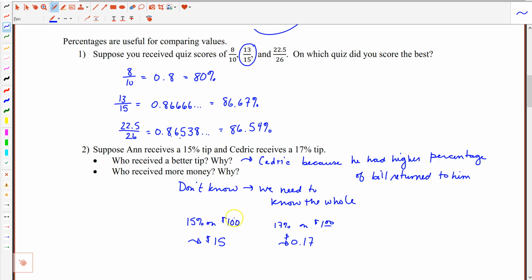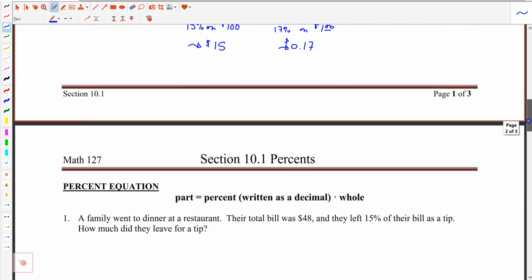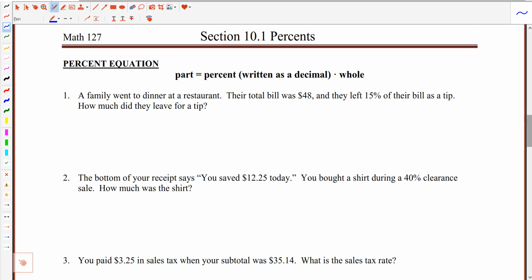This relationship of the percent and then the whole and then the part returned can be expressed formally by this equation, which I call the percent equation. It's the part is equal to the percent, and when we work with it, we'll have to write the percent as a decimal and then times the whole. You might have seen this equation as represented as the part is equal to the rate times the base. Okay, so this percent is sometimes referred to as the rate, and then the whole is sometimes referred to as the base. So this is going to be the same idea. So let's take a look at a couple of examples applying this percent equation.